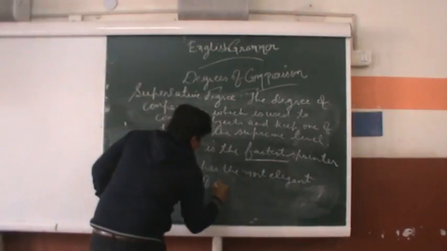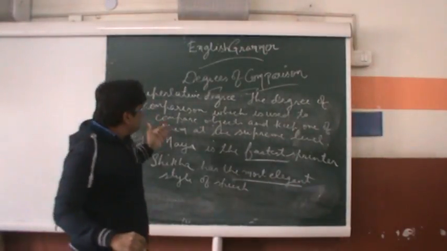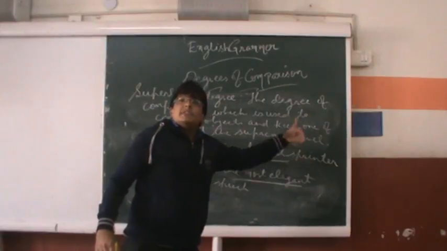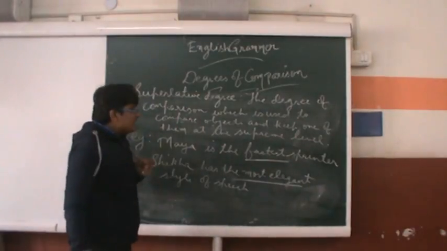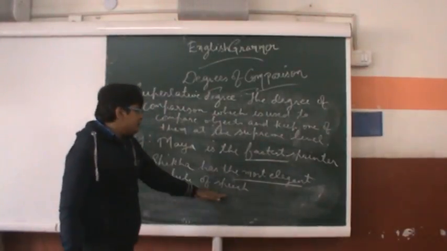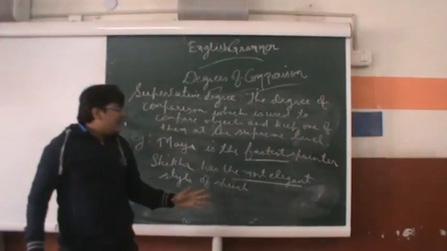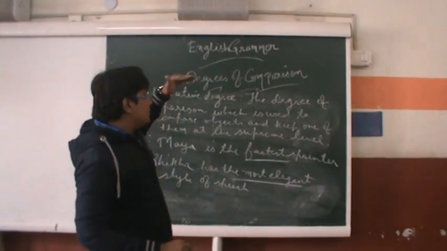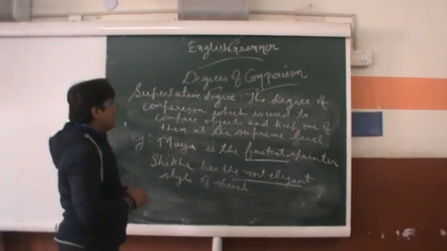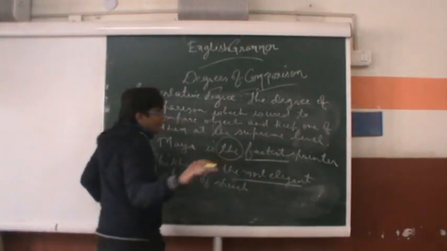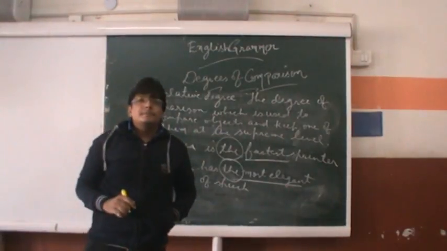So now we are comparing Maya with others and calling her the fastest among all. Shikha has the most elegant style of speech. I have compared the style of speech of Shikha and others and call it the most elegant. So again, we are keeping it at the supreme level. And that is how a superlative degree of adjective is used. The word the generally arrives before it. Is it clear? Fine.